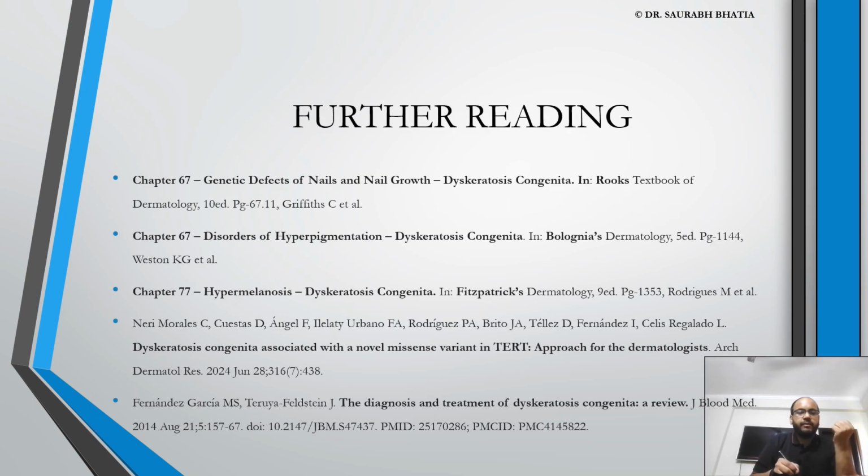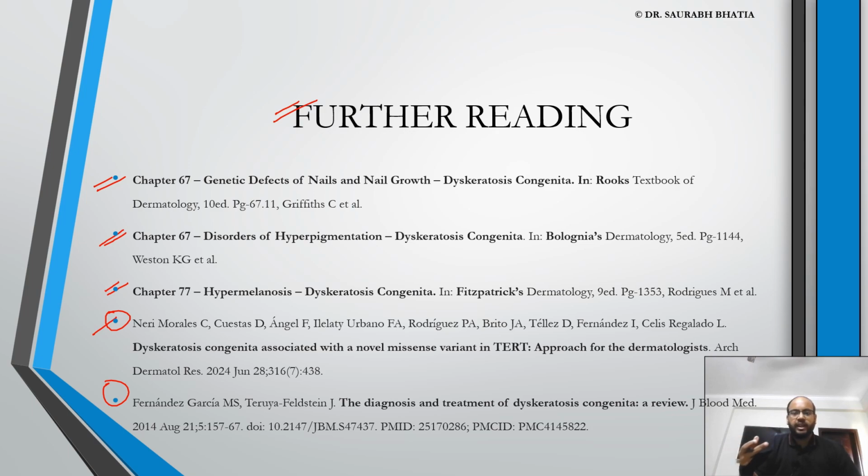Okay, so with that, we'll finish this week's discussion on Dyskeratosis congenita. These are the individual chapters in Rook's, Bolognia, and Fitzpatrick's. These two articles are good if you want to read more about Dyskeratosis congenita, but this lecture is all you require, including any clinical features and manifestations. And DKC is a good spotter, it's a good quiz question.